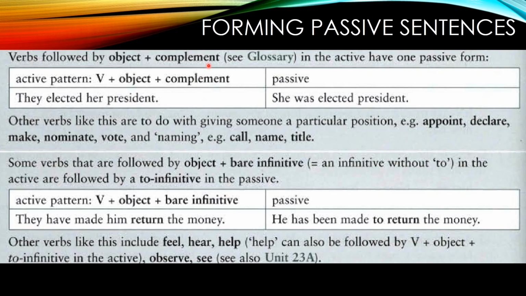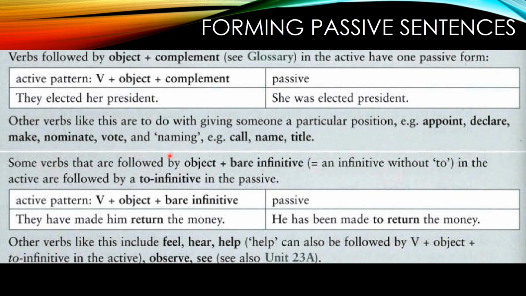Continuing this topic, I would like to mention that verbs followed by object plus complement in the active have only one passive form. They elected her president. She was elected president. So we can't use any other forms of passive in this case. Other verbs like these are to do with giving someone a particular position, like appoint, declare, make, nominate, vote, and naming, like call, name, and title.